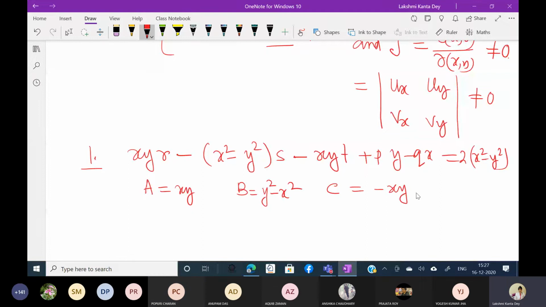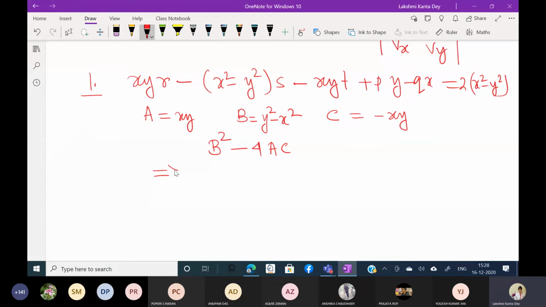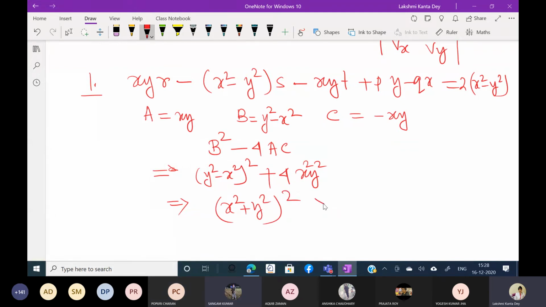If we look at B square minus 4AC, this is your discriminant. So what happens? This is going to be equal to B square, meaning (y square minus x square) whole square, minus 4 into A into C, which will be plus 4x square y square. So it will be (x square plus y square) whole square. Can I say that it is greater than 0 for all (x, y) belonging to R2 minus {(0, 0)}?